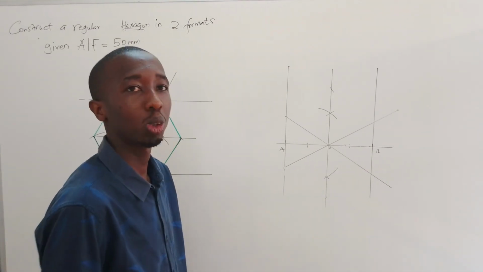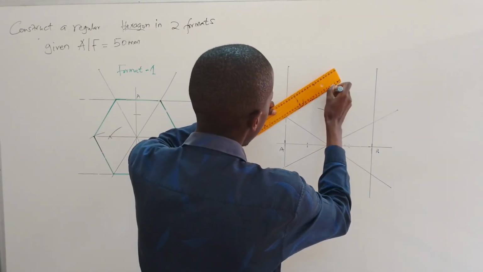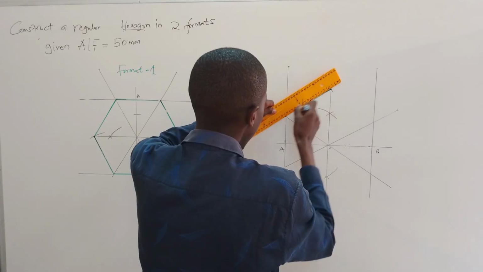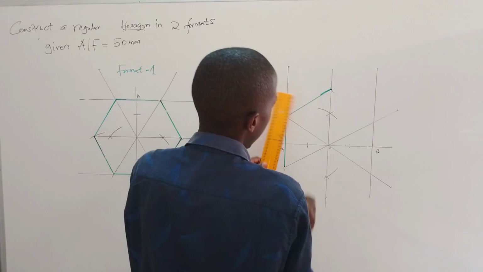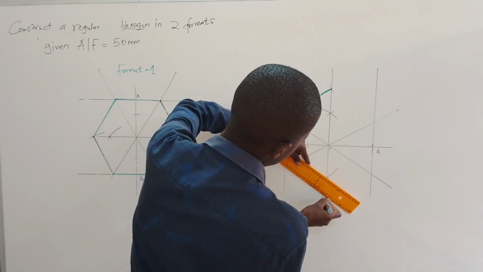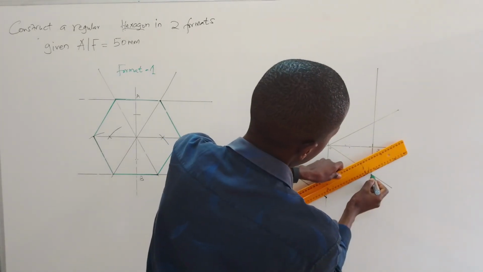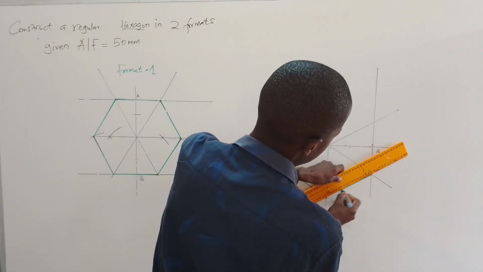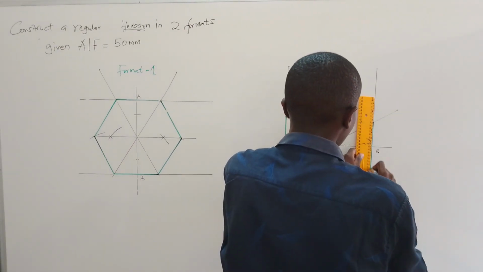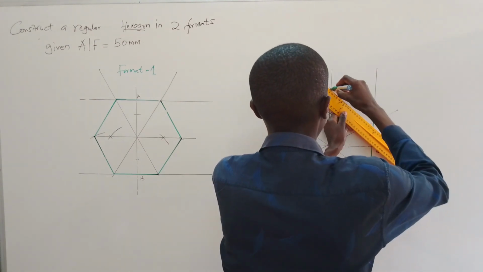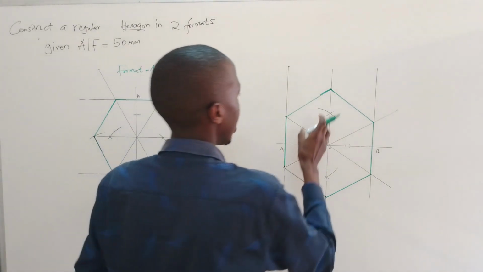Now let me give my solution. That is by using a clear outline. So I will start by having this there, then have this, then have this here, then have this here, and then have this here. So we have our hexagon in 2 formats.